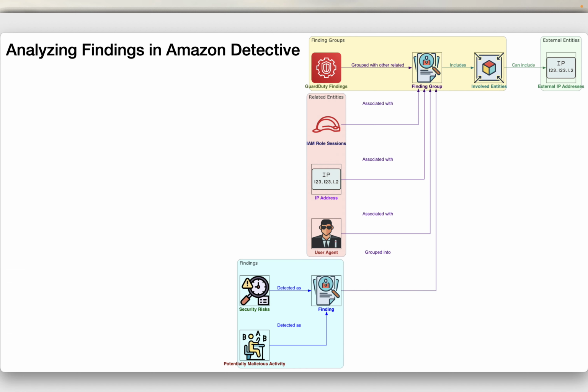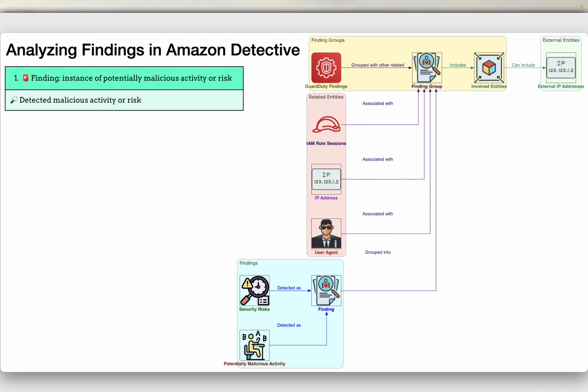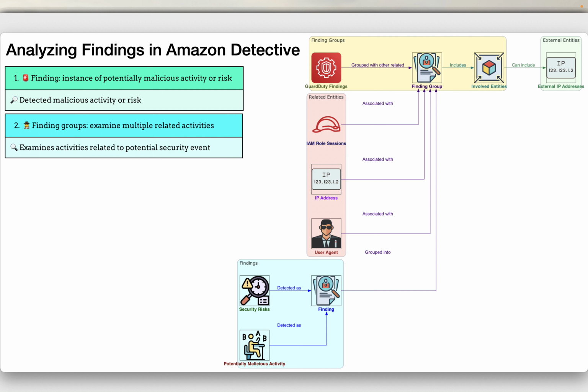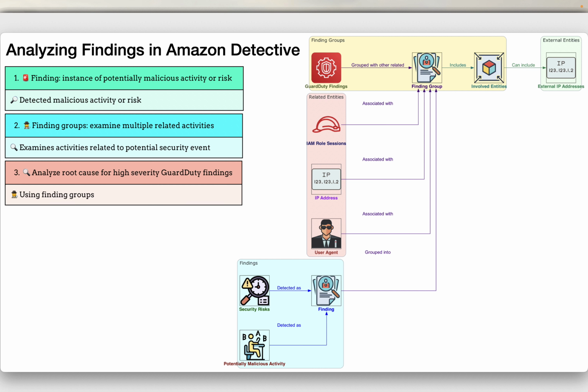So now let's see analyzing findings in Amazon Detective. So how to analyze those findings? A finding is an instance of potentially malicious activity or other risk that was detected. Amazon Detective finding groups lets you examine multiple activities as they relate to potential security events. So one is a finding and one is a finding group, which is a group of multiple activities which are related in some way. You can analyze the root cause for high severity GuardDuty findings using finding groups. So that is finding groups in Amazon Detective.